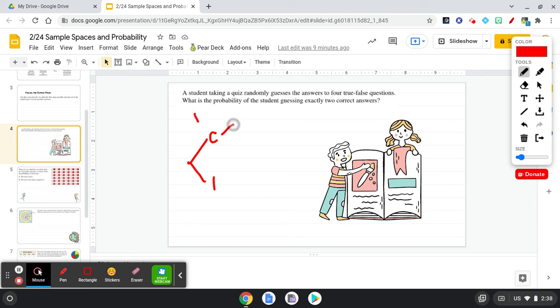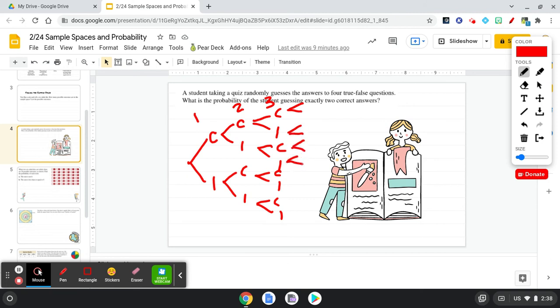That's problem 1. They could be correct or incorrect then on problem 2. Then they have to answer problem 3. And then they have to answer problem 4. As you can see, a tree diagram can get really big really fast with a lot of answers. But they're all listed there for you. So exactly 2 correct answers.